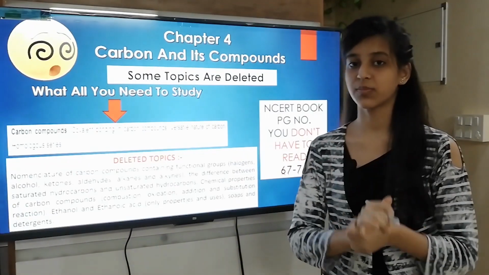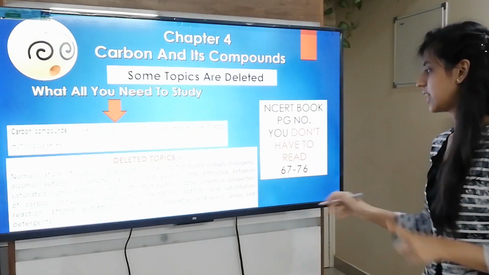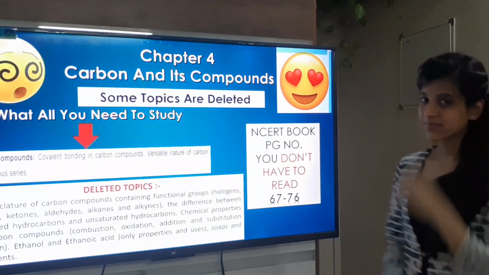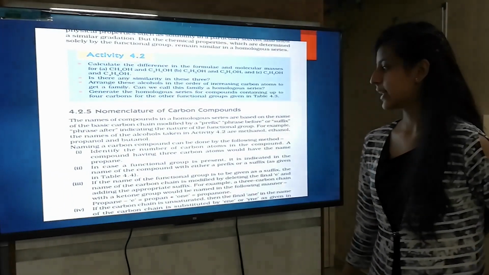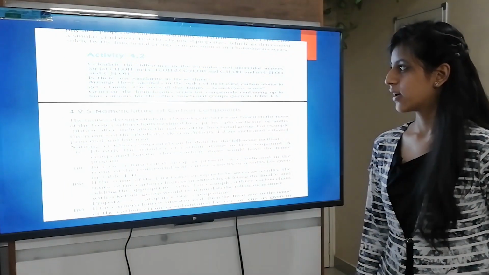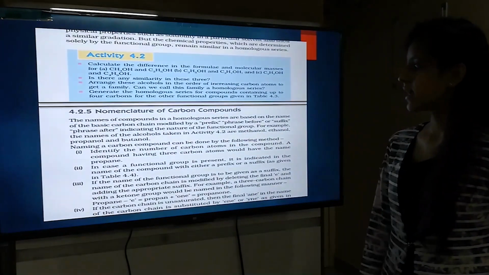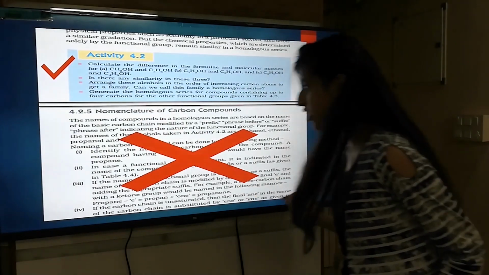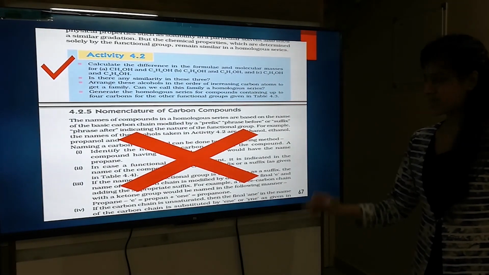Again, the NCERT book page numbers which you don't have to read, 67 to 76. Screenshot time. I will again like to make it clear, you can divide it into two parts. This part is coming, the nomenclature and all is not coming. This was page number 67.